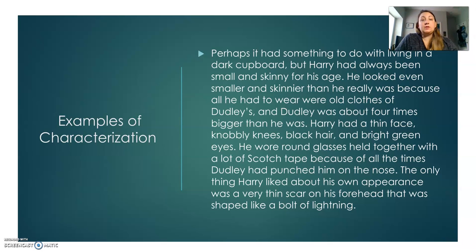Perhaps it had something to do with living in a dark cupboard, but Harry had always been small and skinny for his age. He looked even smaller and skinnier than he really was because all he had to wear were old clothes of Dudley's. And Dudley was about 4 times bigger than he was. Harry had a thin face, knobbly knees, black hair, and bright green eyes.